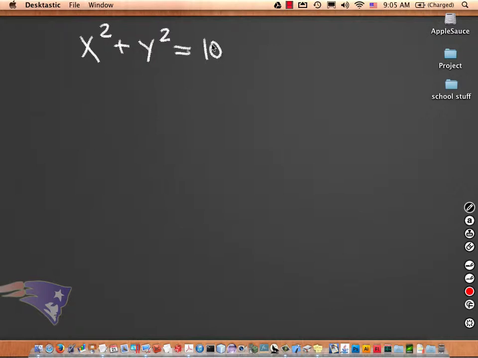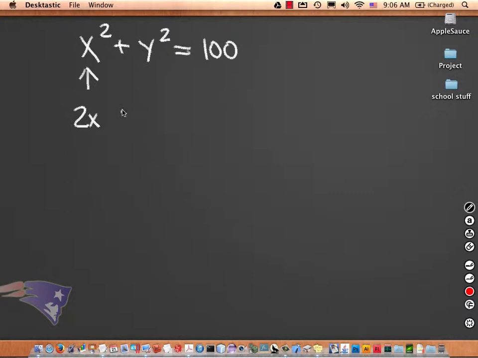X squared plus y squared equals 100. All right, let's take the derivative. What's the derivative of this guy? 2x. Now, technically, David, it's 2x dx/dx because you're taking the derivative of x with respect to x. Technically. But what is dx/dx? Well, it's 1. Okay.